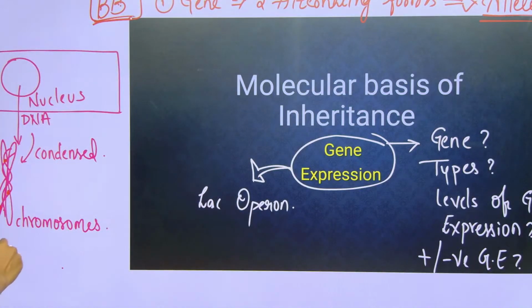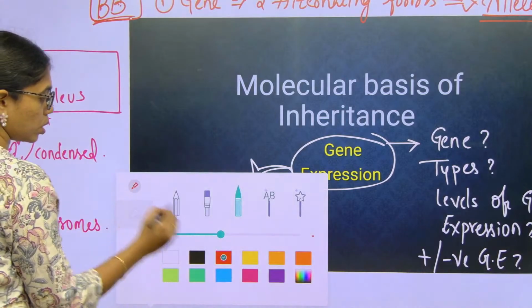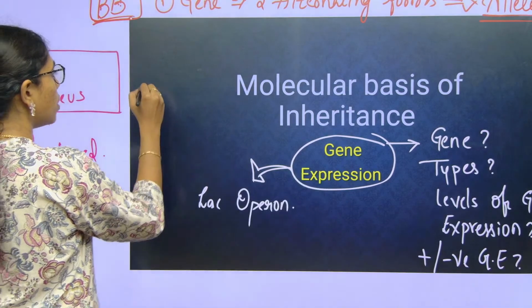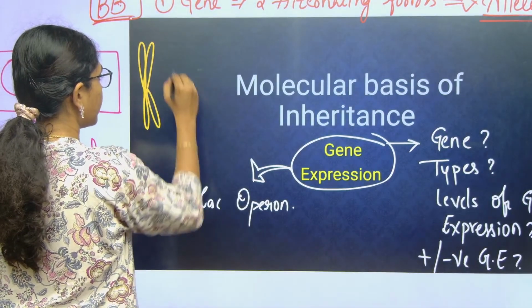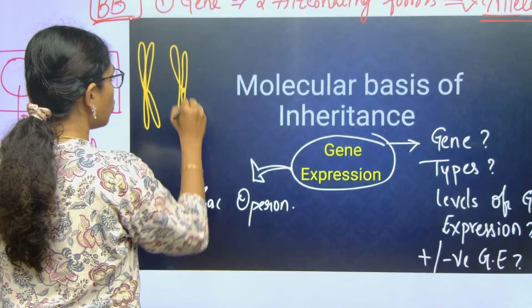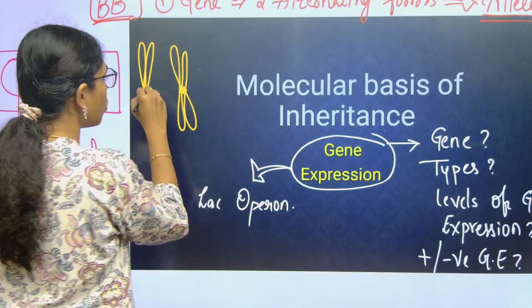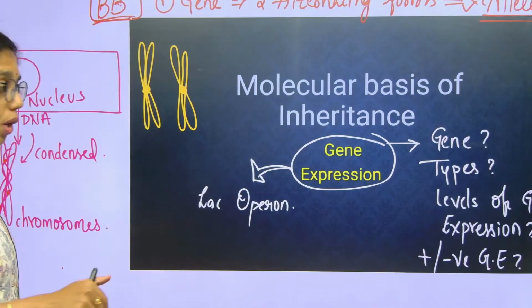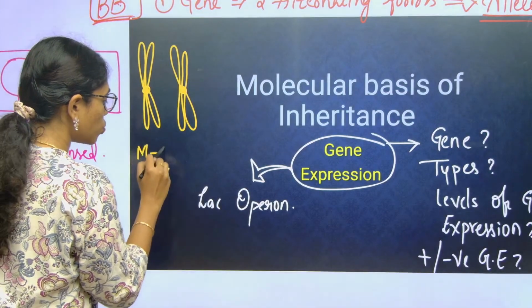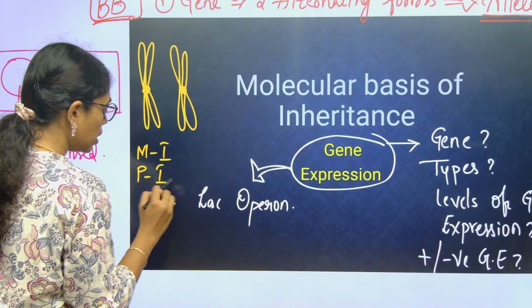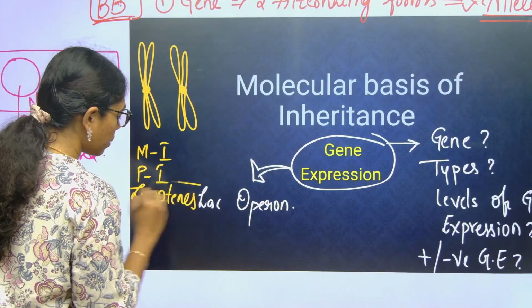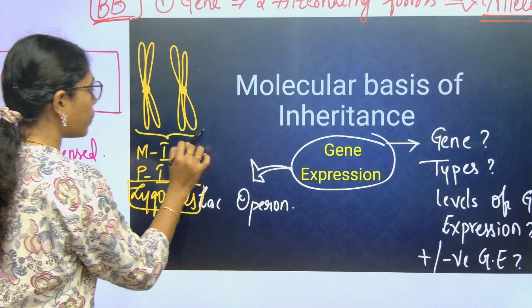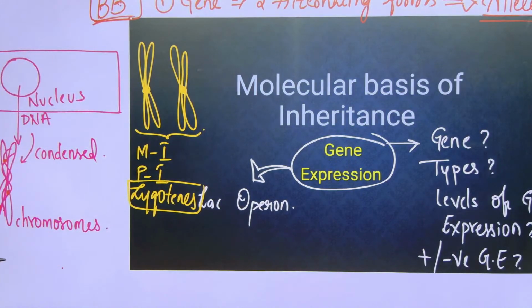So, here if I consider two chromosomes inside the nucleus itself, this is one chromosome, and these are homologous chromosomes. Where do you find homologous chromosomes? At which stage of cell division? In meiosis 1, prophase 1, zygotene. Homologous chromosomes come close to each other and they form a pair. This is called the synaptonemal complex.